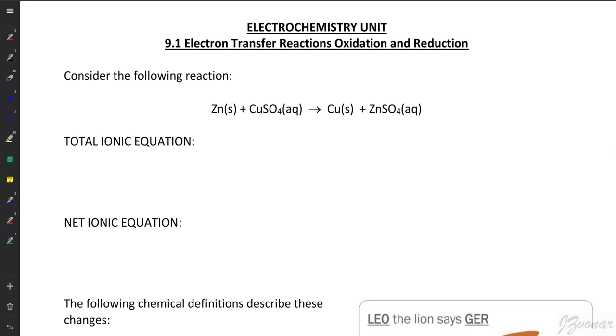Everyone. Today we are going to move on to our final unit on electrochemistry. In this unit we're going to introduce you to some of the basic important concepts that you are going to need for post-secondary next year.